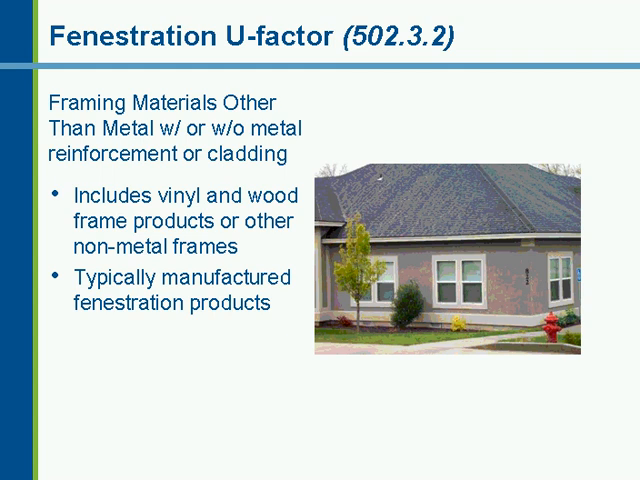So now that we have our fenestration U-factor kind of figured out, we'll take a look at some of the fenestration U-factor requirements for different types of windows. First one we'll look at is framing materials other than metal, with or without metal reinforcement or cladding. And this includes vinyl and wood frame products and typically manufactured products.